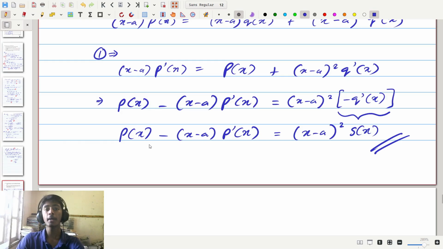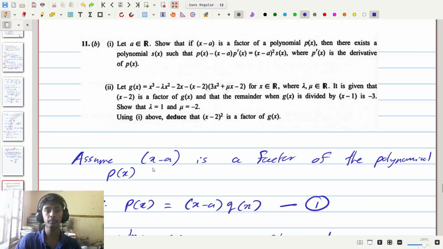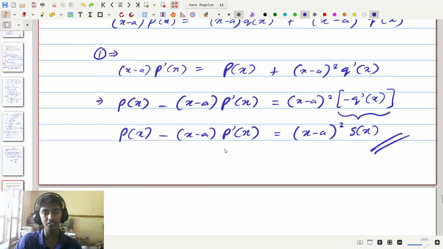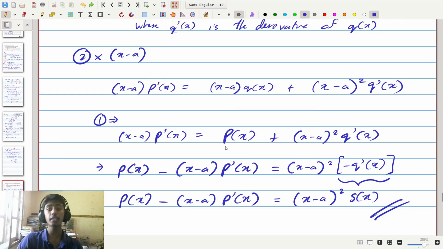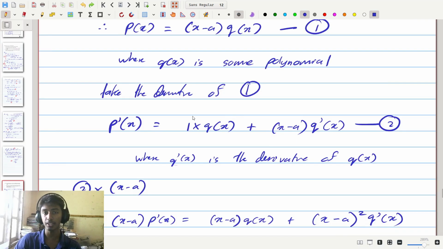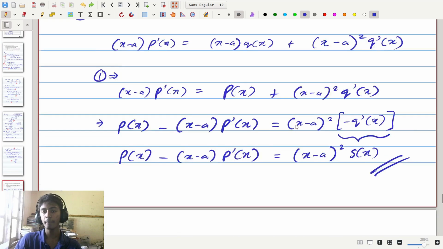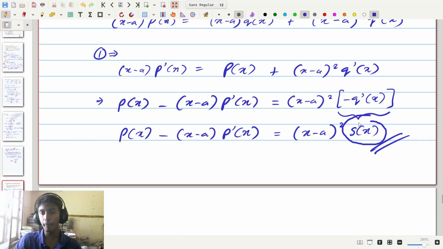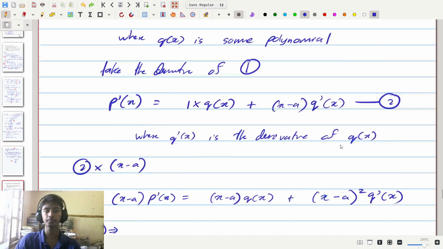We have the form p of x minus a times p prime of x, where p prime of x is the derivative of p of x, and it is equal to x minus a squared times some other polynomial s of x. So we've proven the very first part. We've proven that there exists some kind of polynomial s of x, and we've actually shown exactly what s of x is. S of x is negative the derivative of q of x, where q of x is p of x divided by x minus a. So we've shown all of that and more, but we didn't really need that. We just needed to show that some polynomial times x minus a squared.